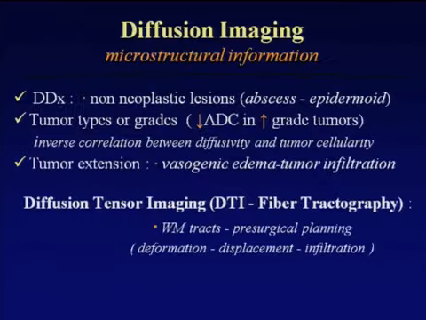First of all, diffusion. In routine clinical practice, we use this to differentiate non-neoplastic lesions from neoplasms. But also, there are many papers in the literature describing this very interesting inverse correlation between diffusivity and tumor cellularity. In other words, more simply, if we are dealing with a cellular, high-grade tumor, we have restricted diffusion. We have lower ADC values. So that's why this inverse correlation.